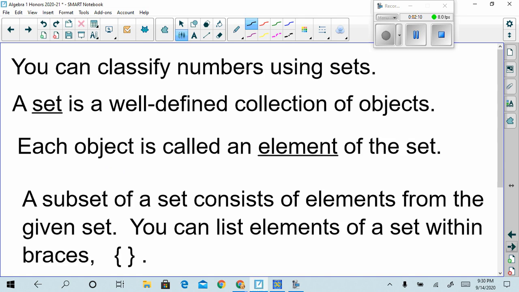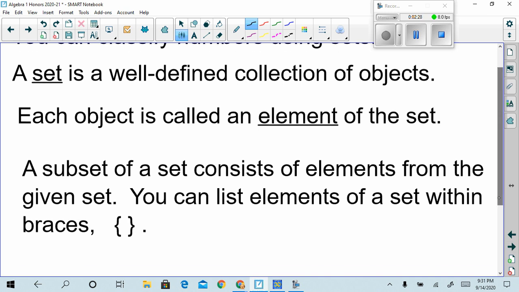I keep using this word set, so I want to spend a few minutes talking about set and set notation. You can classify numbers using sets, and a set is just a collection of something, a well-defined collection. Each thing in the collection is called an element. I use this notation, which looks like this. We put all the elements inside.